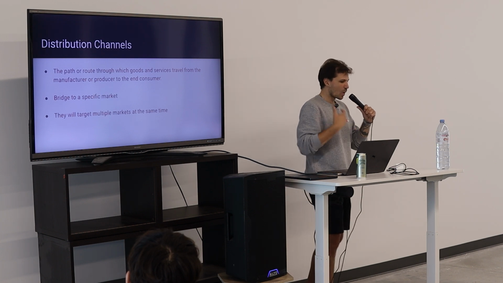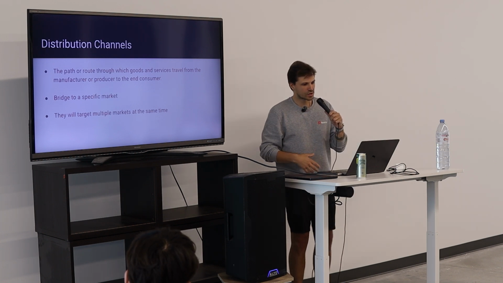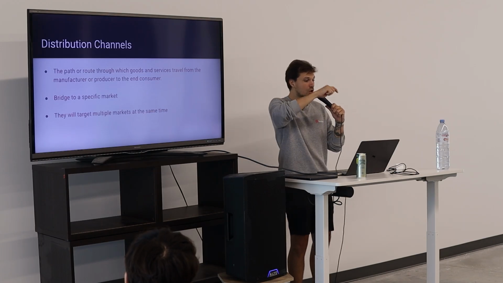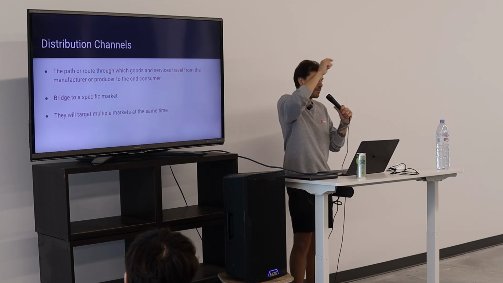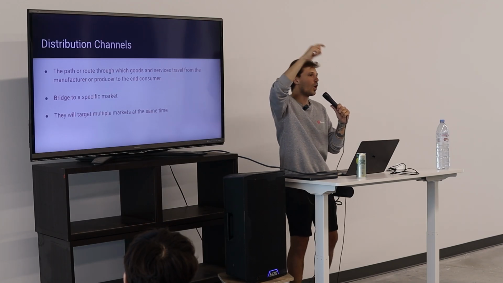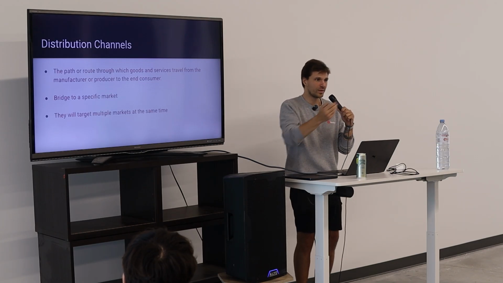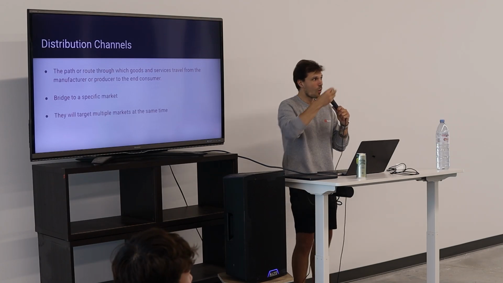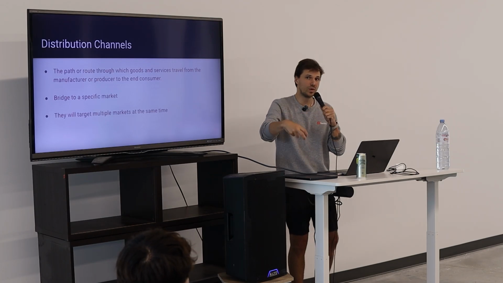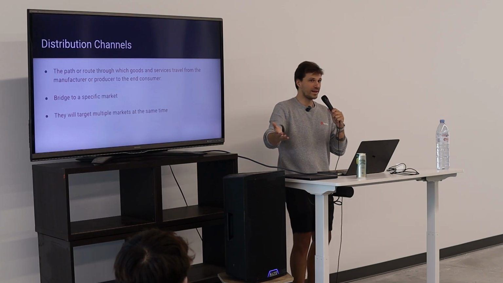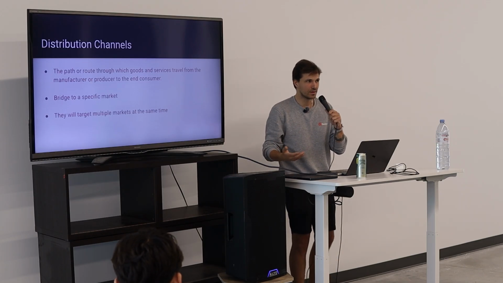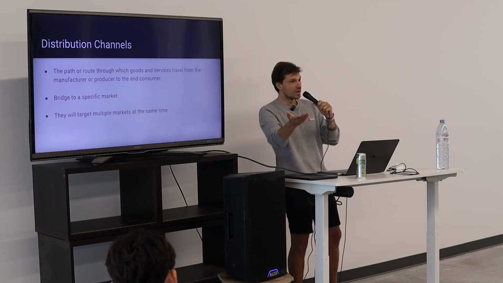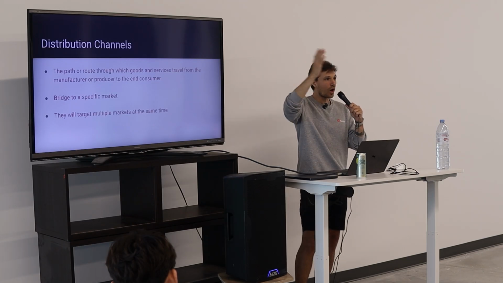So next step, what are distribution channels? Essentially you have to see it as a path or a route through which goods and services travel from the manufacturer or producer all the way to the end user. So there are some bottles here, there are some tables, cameras, those things went from the factory all the way to here. But there are multiple ways to actually make that happen. One of them can be Amazon, one of them can be Walmart, one of them will be some of you guys. So those are all channels.